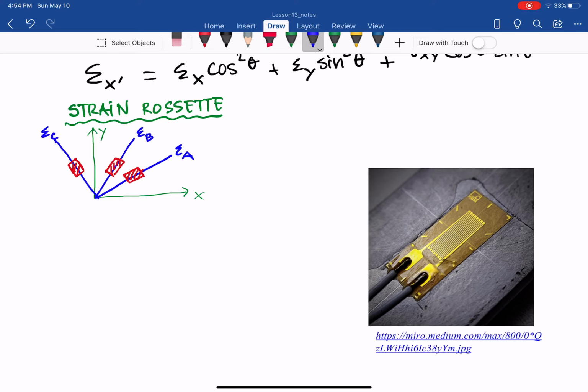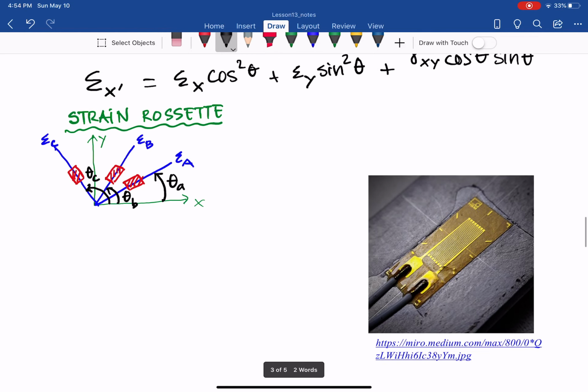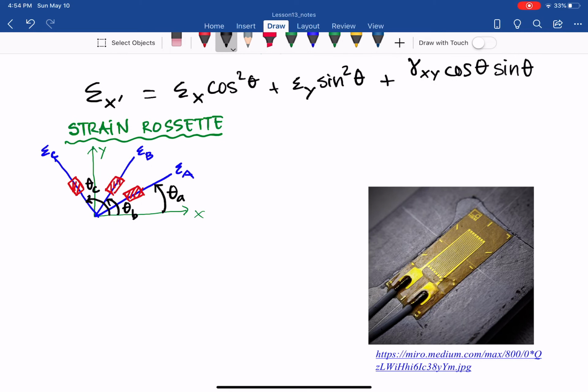Three readings. And of course, we can measure the angle from the x-axis for each strain gauge, so we get theta A, theta B, and the next angle from the x-axis, as you can see there, theta C. Then using the same equation that we have here, we can have three equations. So let's rewrite those three equations, and we can go ahead and use worksheet 13A to solve the problem here.